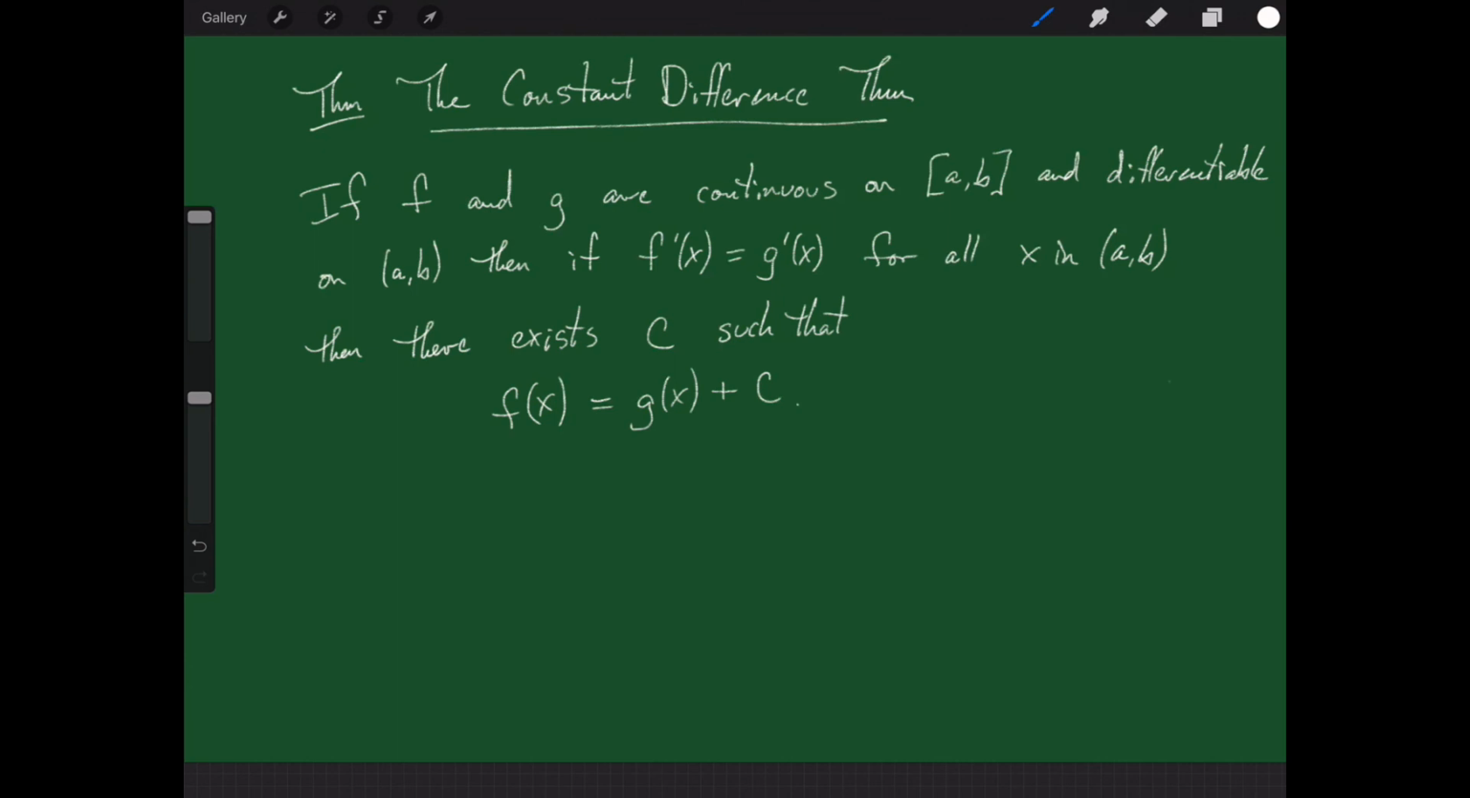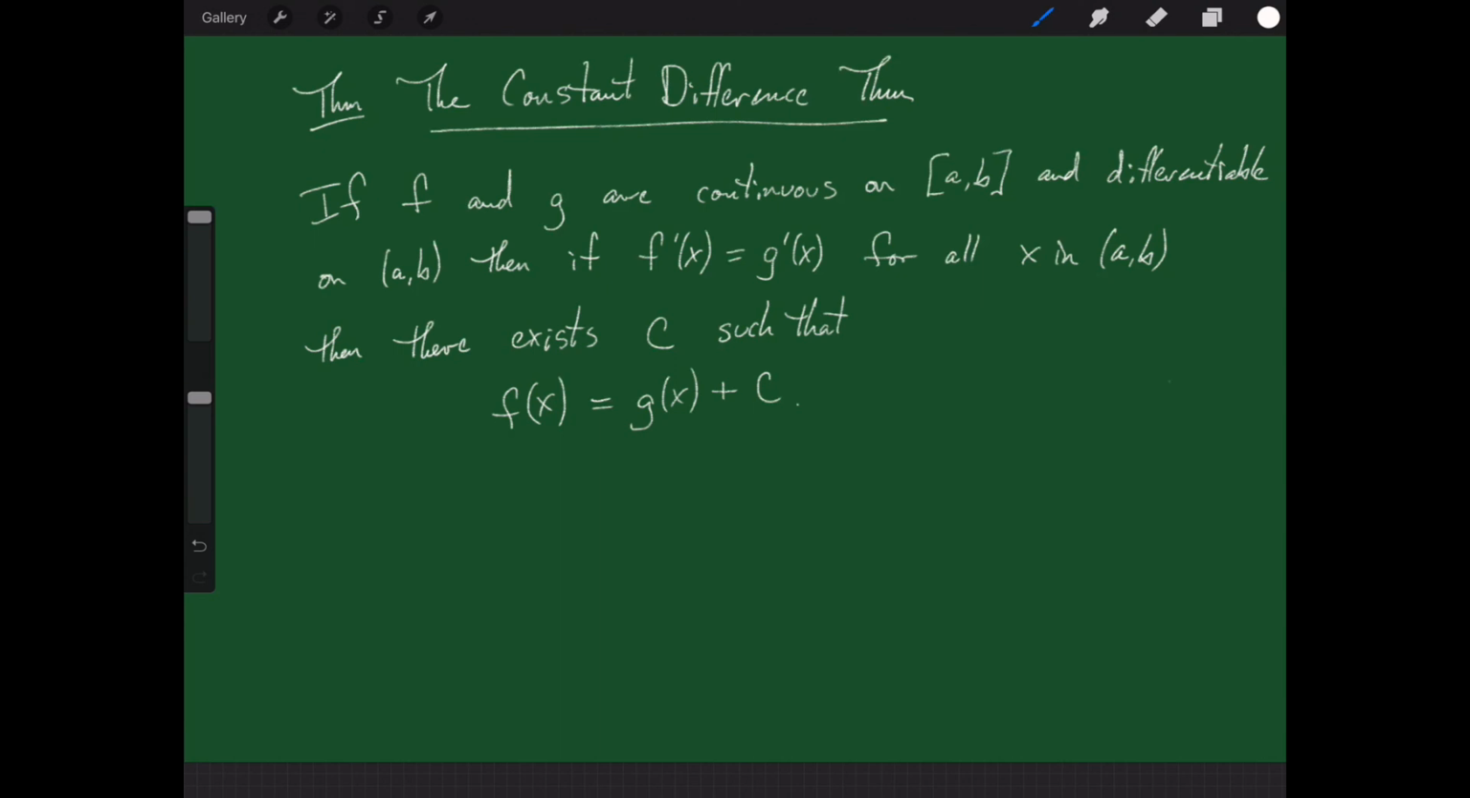Now for the constant difference theorem. The constant difference theorem says the following. So now we have two functions. We have a function f and we have a function g, and functions f and g are both continuous on this closed interval from a to b, and they're both differentiable on the open interval from a to b. Okay, and then let's say that both of these functions have the same derivative, that f prime of x is equal to g prime of x for every single x in the open interval.